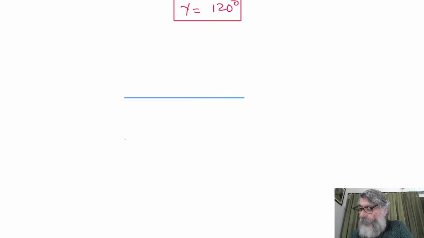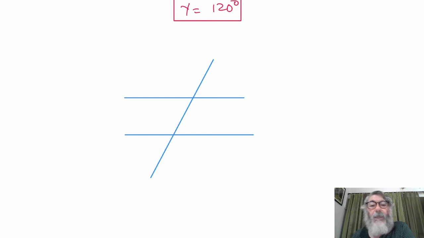This is one line, this is another line. These are parallel lines. This is a third line, a transversal. Now this line is parallel to this line. These are called transversal lines.